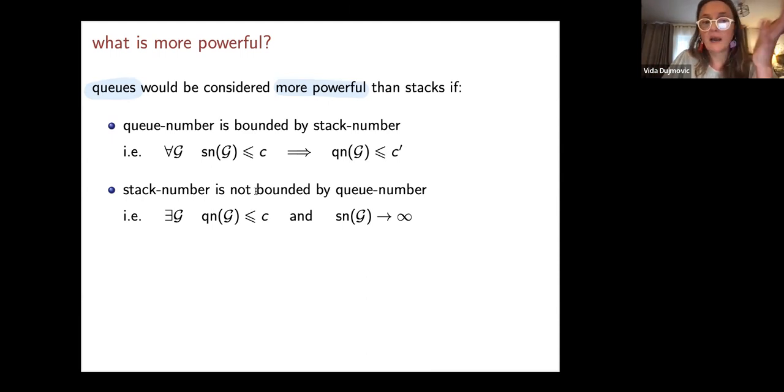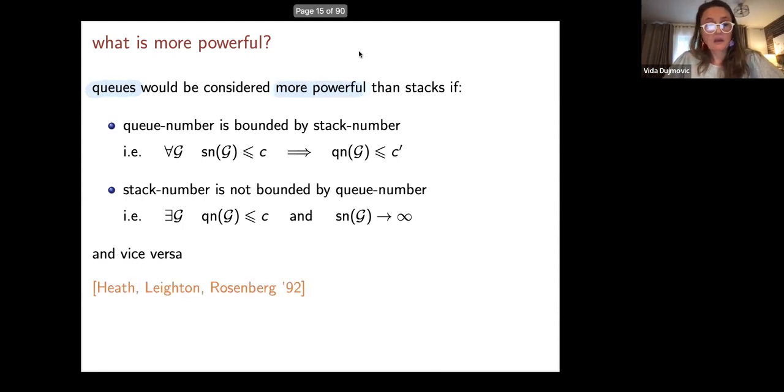And of course, you can define the same thing in the other way, where you're replacing all of these queues with stacks and stacks with queues in this definition. So this was actually asked a long time ago, in the 90s. Doesn't feel that long to me, but it was a long time ago.